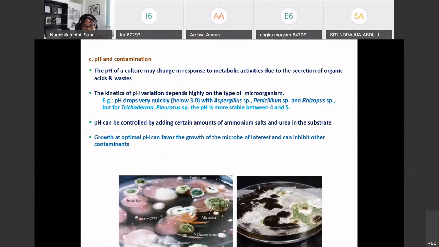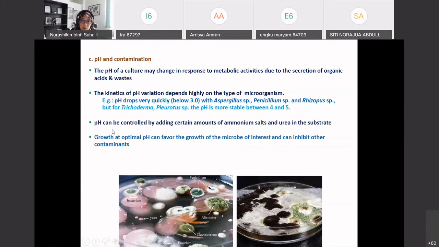pH and contamination. Okay, pH may change in response to metabolic activities. The kinetics of pH depends highly on the type of microorganism. Okay, so it's the same as in liquid fermentation as well. What is the initial pH that you want to set for the SSF cultures? It depends on the microorganism. Like for Aspergillus, normally it is 3. For E. coli it is 7, but we don't use E. coli in solid state fermentation. So it has different values for every microorganism.